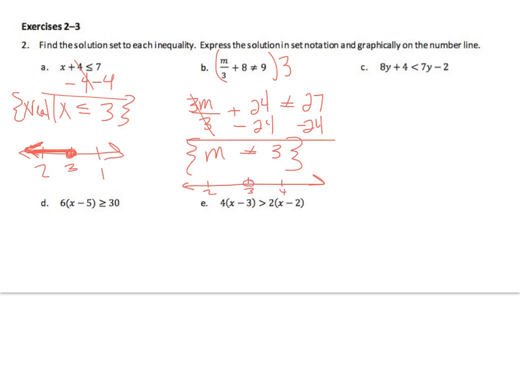I don't want 3 as part of the solution, but I need everything bigger than 3 and everything smaller than 3 shaded. All right, I'm going to push pause. You can try these. I'm going to give you a hint. You're going to get the right answers if you add or subtract to keep your variable positive.